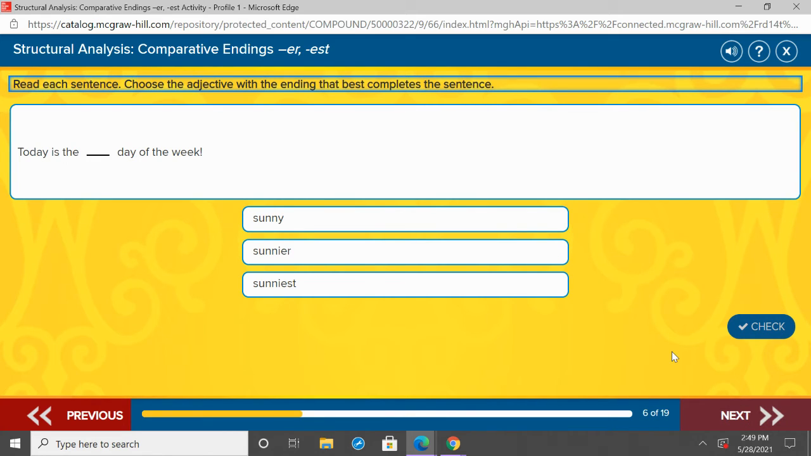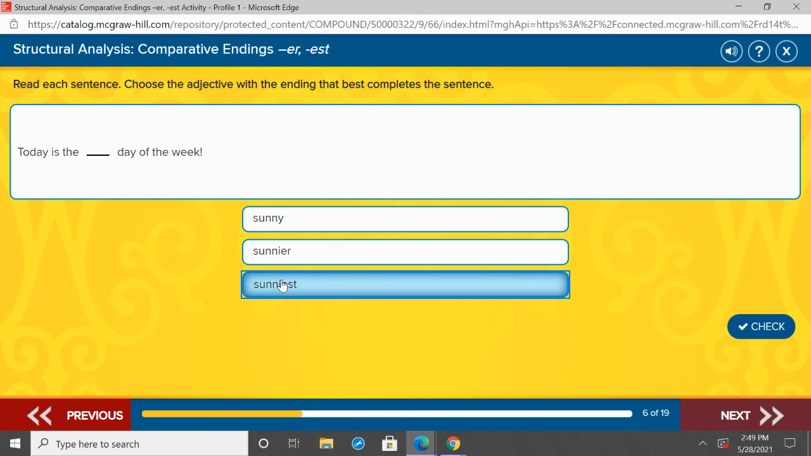Today is the blank day of the week. So again, we're using sunny, but we're comparing today compared to all the days of the week. That's more than 2. So we need our EST ending. How do we properly spell sunniest? Well, we already said that sunny ends with a Y. We drop the Y, add an I, and then add our ending. In this case, we're adding EST. So SUNNIEST. Today is the sunniest day of the week.